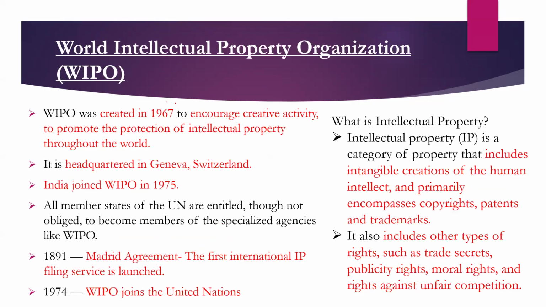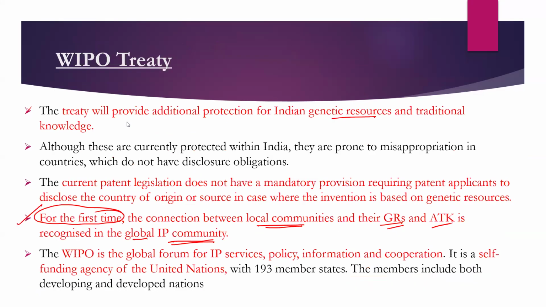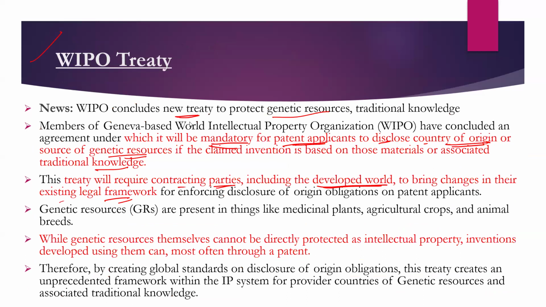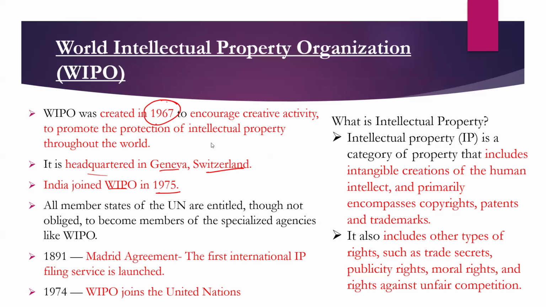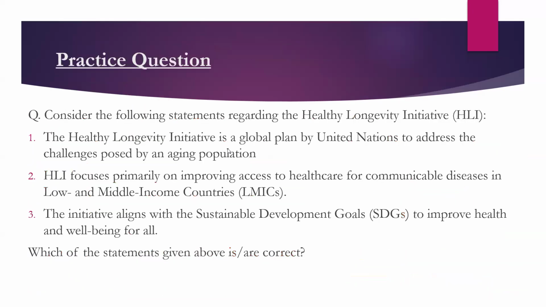Now, when you talk about WIPO as an organization, you should know certain aspects of it. Created in 1967, headquartered in Geneva, Switzerland. India joined later, in 1975. So if it is asked, you have to be careful there, since India is not a founding member. One is 1967, one is 1975. Please go through this aspect. Important topic, already asked in a test, but still relevant from current affairs, so I have put it in the slides. Fine. If this is clear, now we come to another initiative.